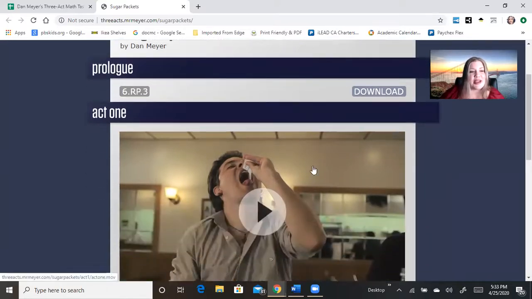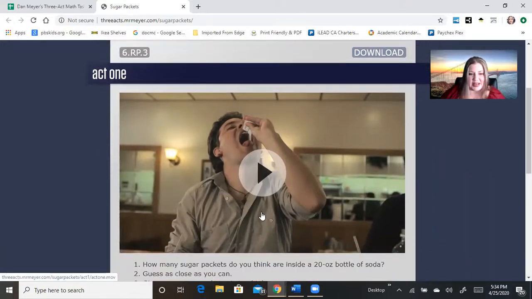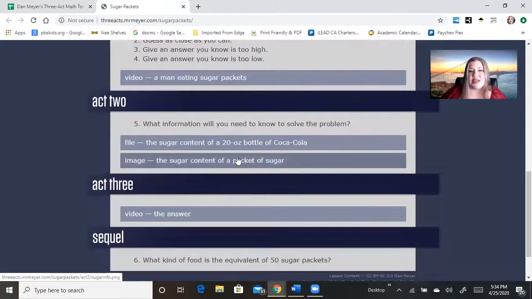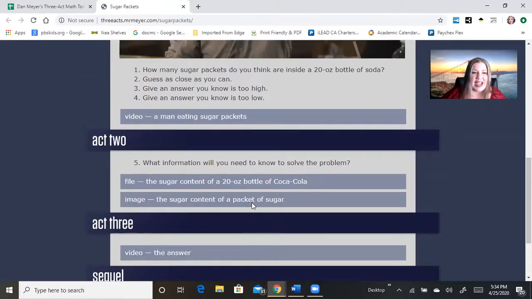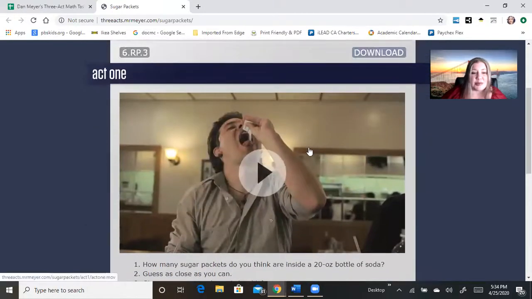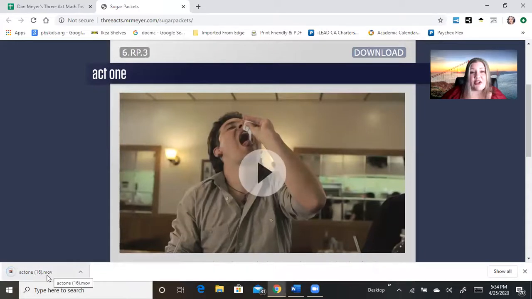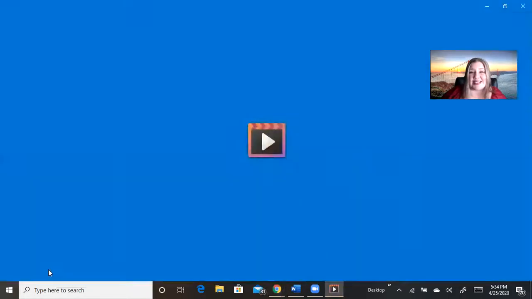Okay, so the idea behind three-act math is that there are three acts. Act one is usually some kind of thing to help pose a question for the math. It's the setup, really. Act two is the tools needed to be able to dig into the question that's being asked. And Act three is the final reveal. It's the answer so that you can check your work, okay? So instead of me trying to explain it, let's look at it. Let's look at the video for Act one of Sugar Packets. Enjoy.